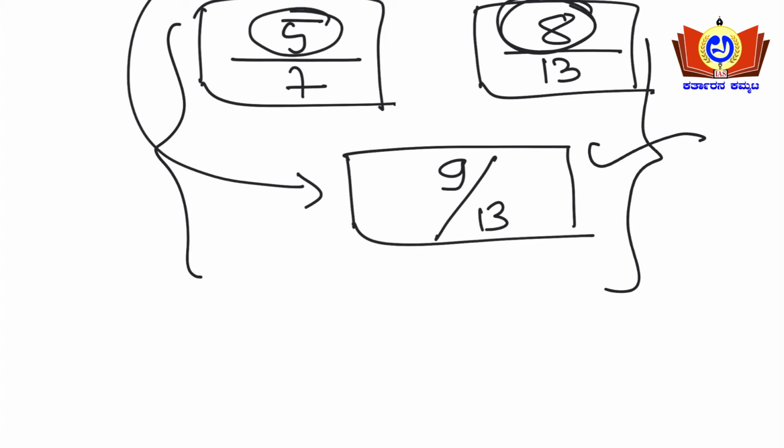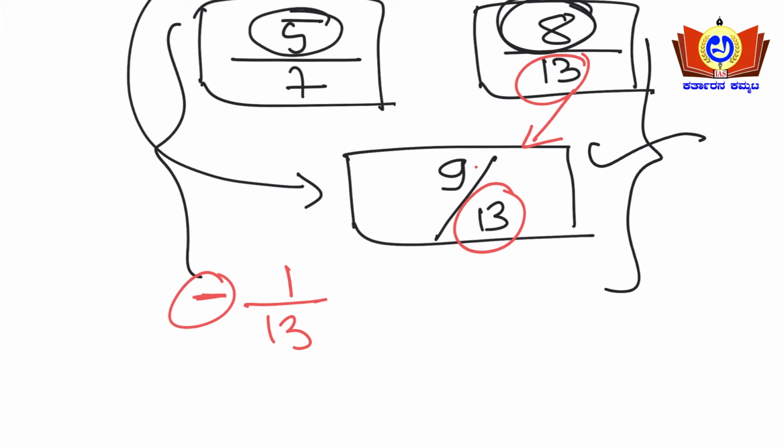Okay guys, see here, 8 by 13 minus 9 by 13, that is nothing but 1/13, because denominators are same here. So 8 minus 9 is minus 1, right? So this negative sign can be negated here. Okay, so now 9 by 13 minus 5 by 7. Here I'll be solving, right? 9 by 13 minus 5 by 7.